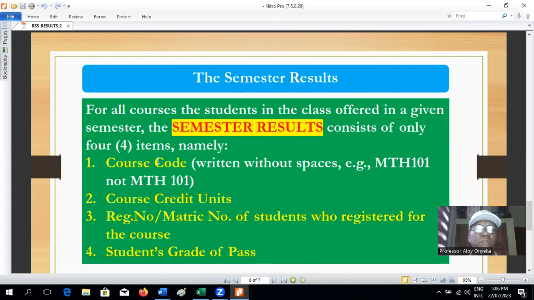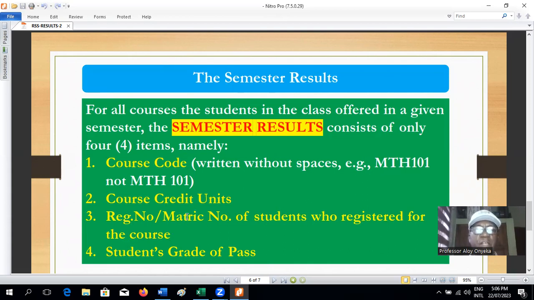First, you need to specify the course code. Again, we've already said that there shouldn't be spaces when you are specifying the course code. Then you put the credit units for that particular course. Then you put the matric number of the student who registered for the course.